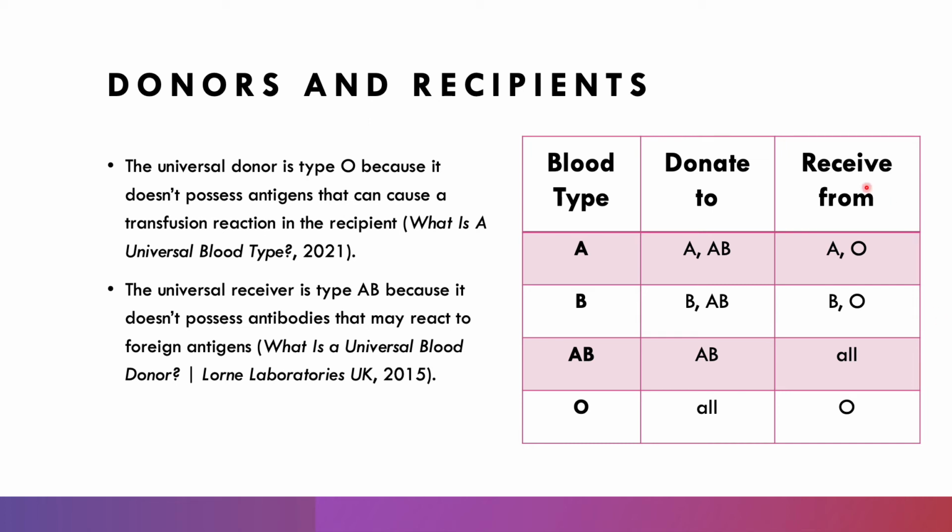Let's take a look at this table right here. If you are blood type A, you can donate to A or AB blood, but you may only receive from A or O. If you are B blood, you can donate to B or AB, but you may receive from B and O only. If you are AB blood, you donate to AB only, but you may receive from any group. If you are O blood, you may donate to all blood groups, but you may only receive from O.